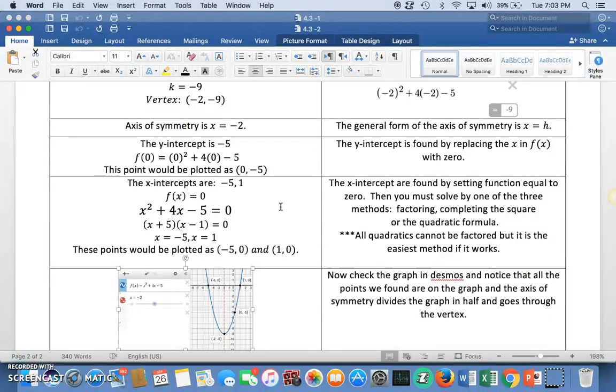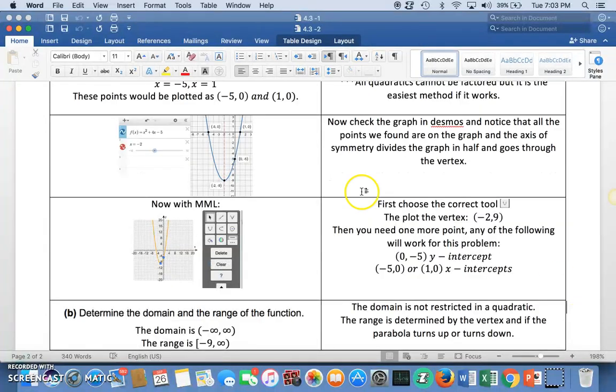And of course, you can check by using Desmos also. I have checked everything with Desmos here before I proceeded further. As you see, I put it in. My vertex is (negative 2, negative 9). My y-intercept, (0, negative 5). X-intercepts at (1, 0) and (negative 5, 0). And I put in the line x equals negative 2 dotted there so you could see the axis of symmetry that splits the graph between the two.